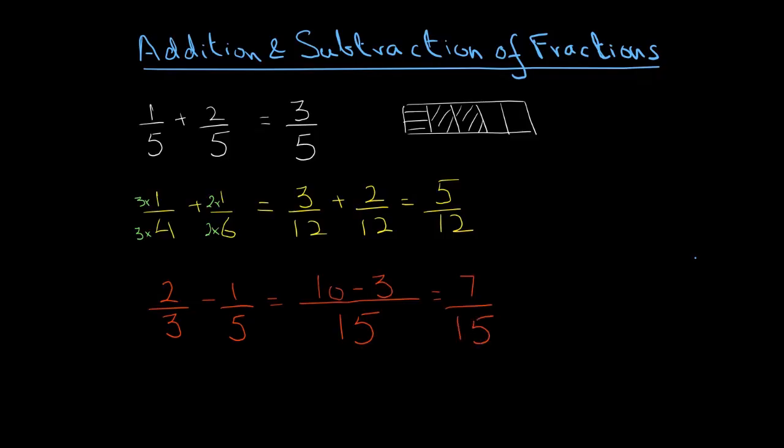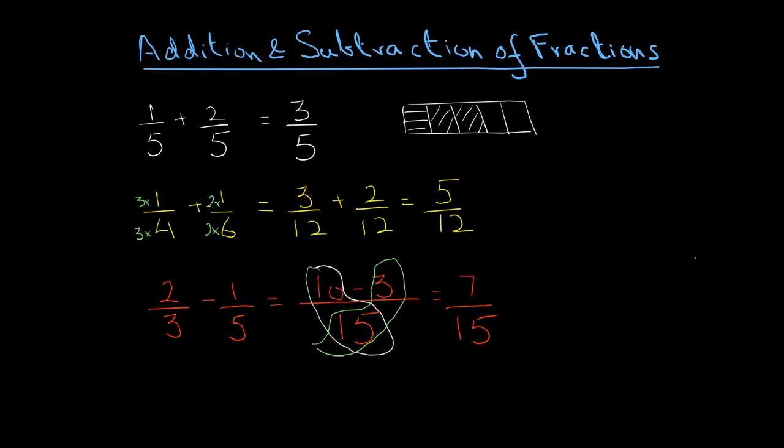You could have broken this fraction up into 10 over 15 and 3 over 15. So this is a combination, right? It's 10 over 15 minus 3 over 15, which is 7 over 15. So that's something that you could do.